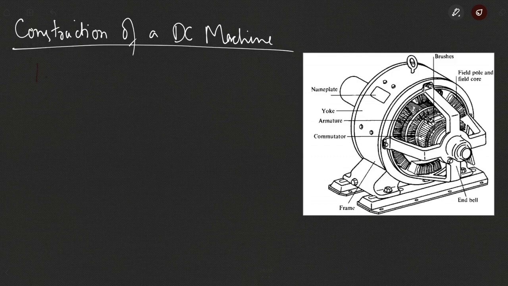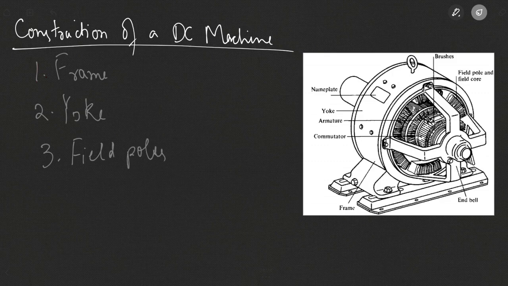The important components here include a frame, the yoke, the field poles. The poles actually consist of pole faces and pole shoes. We have the armature, we have the commutator, and brushes.